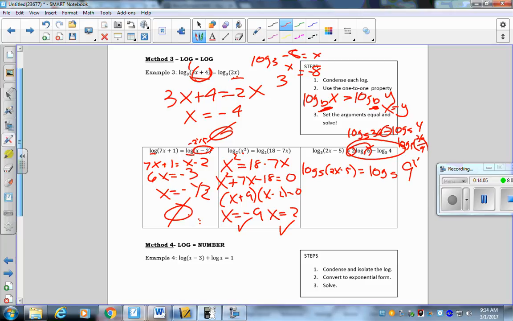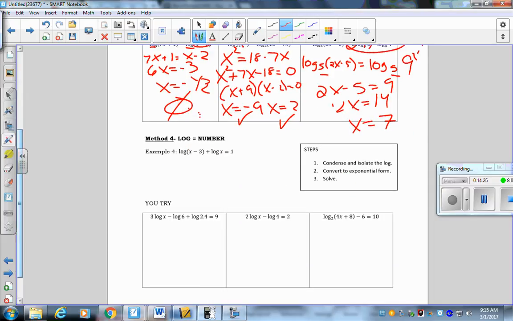Now I have them condensed, and I have one log on each side, same base, so I can set them equal. 2x minus 5 equals 9. 2x equals 14. X equals 7. It works. All right, when I plug it back in, 2 times 7 is 14, minus 5 is 9. I'm good.